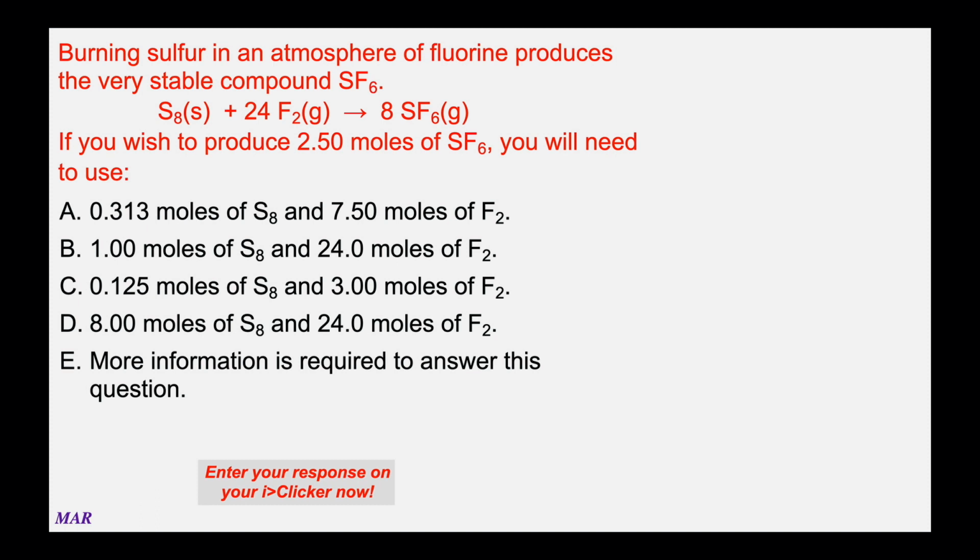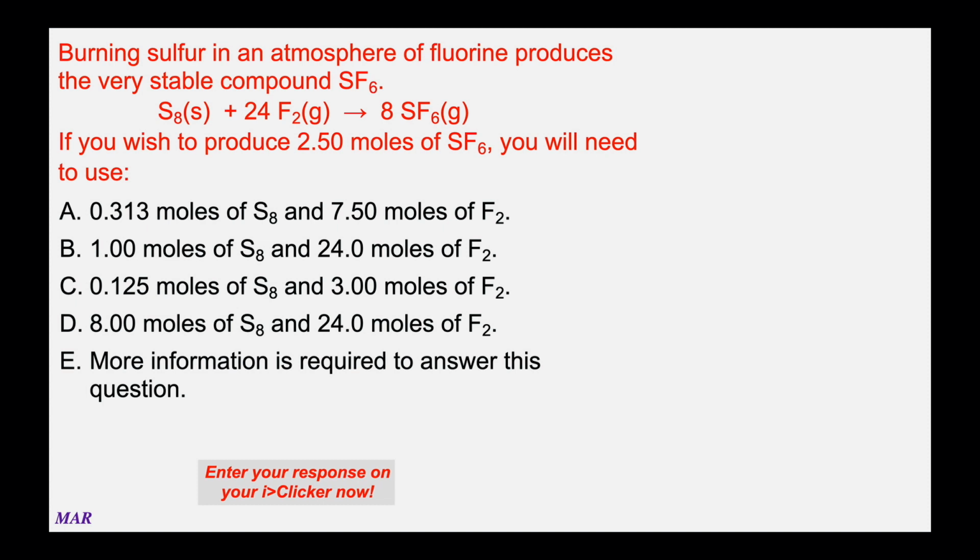So what are we going to need here? How many moles of S8 and how many moles of F2 are we going to need? And from this information and that balanced equation, you can do it. You can use the stoichiometric factors to go from SF6 to F2 or whatever. See if you can do this on your own. Pause the video, and when you're ready, you can unpause it. So pause the video now.